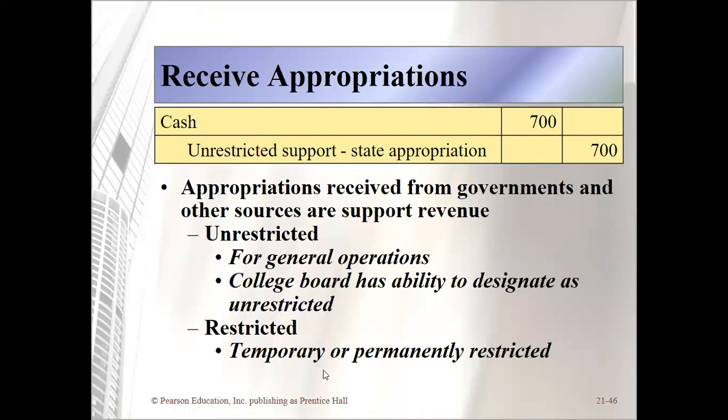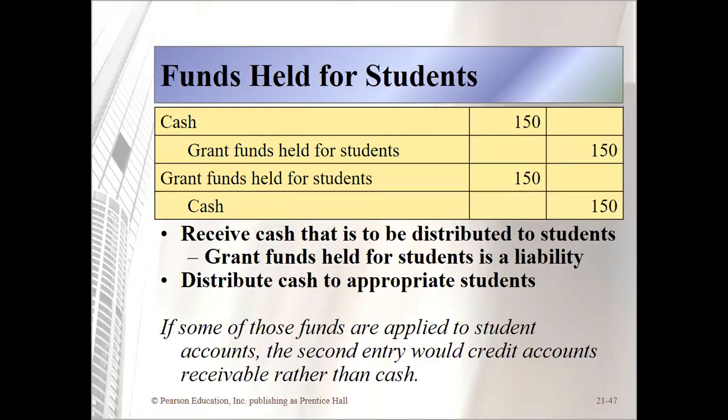If externally imposed, that would be under temporarily or permanently restricted. So I have to re-emphasize those items again because sometimes those are forgotten. Then funds held for students, in this case, are income, for items which are really income.